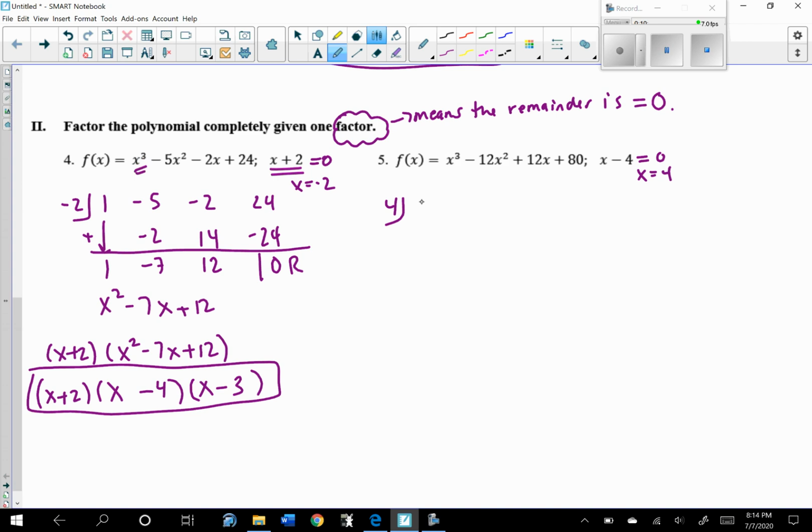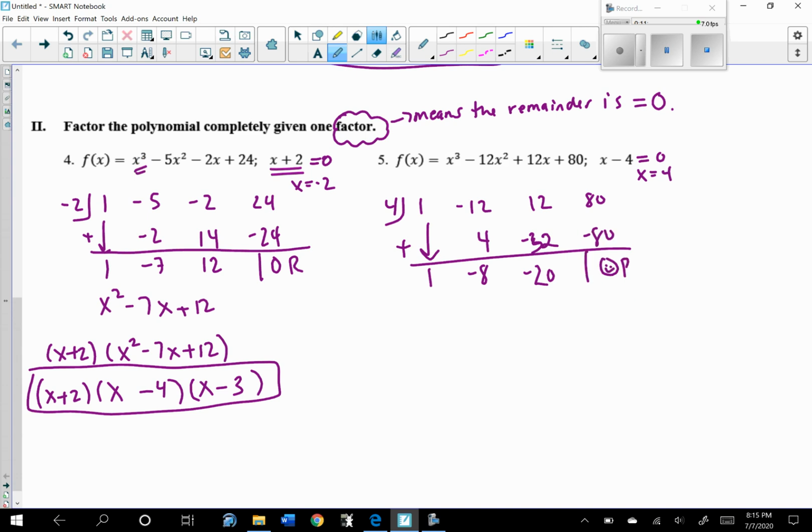So then we take our coefficients. Bring down the 1. 1 times 4 is 4. Add these together. Negative 4 times 8 gives me negative 32. Add these together to get negative 20. Multiply negative 20 times the 4, which is negative 80. So again, we get a remainder of 0.